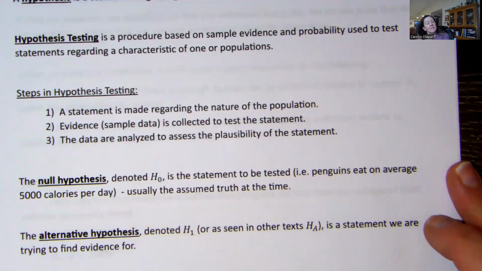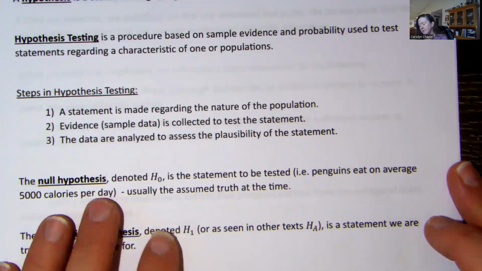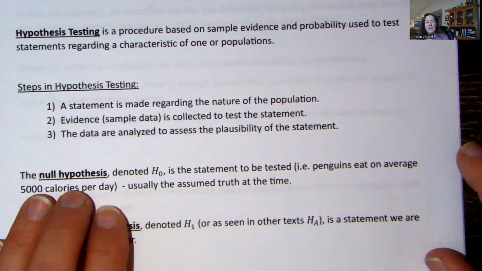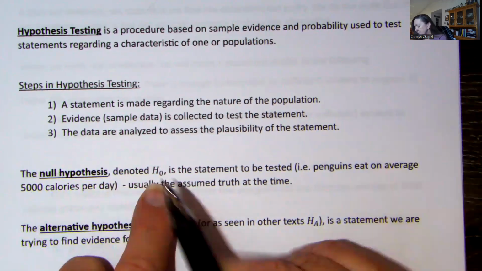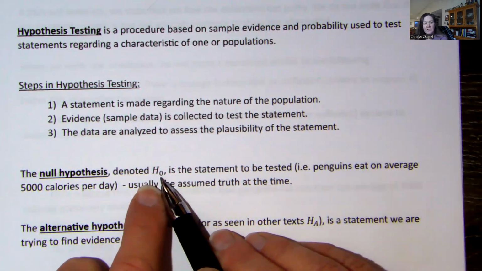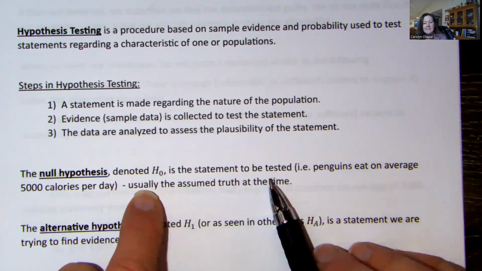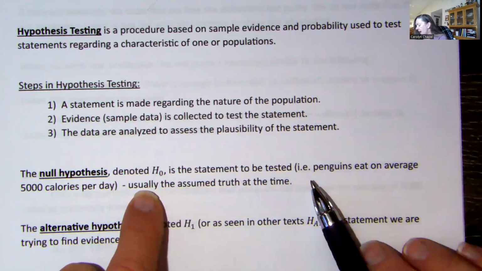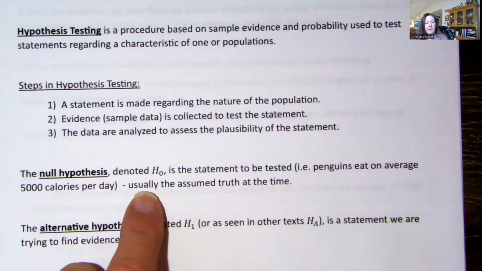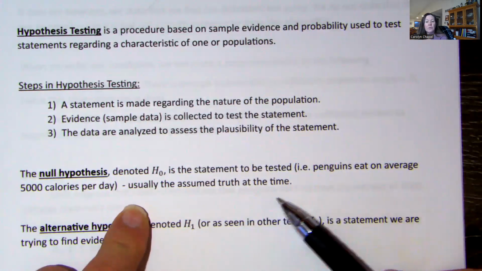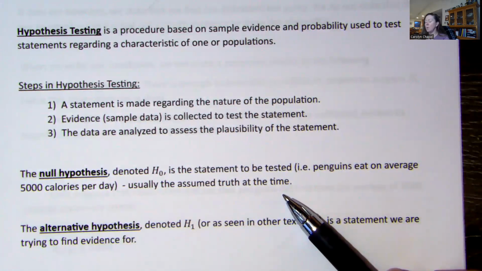Now, what we do here is write some more mathematically based statements. Later on we will see that some of our hypotheses are more wordy than others, but we're going to start with more of a symbol type thing. And we do have two hypotheses. First of all, the null hypothesis, which we denote H, for hypothesis, with a little zero, is the statement that we're going to be testing. For example, let's say we think that penguins eat on average 5,000 calories per day. This is usually an assumed truth.